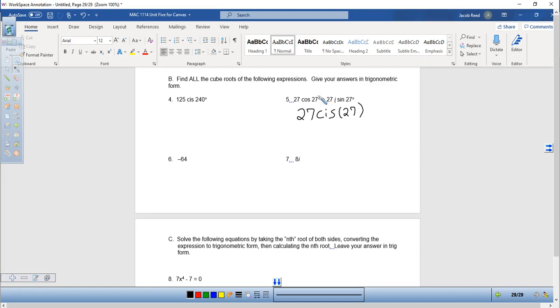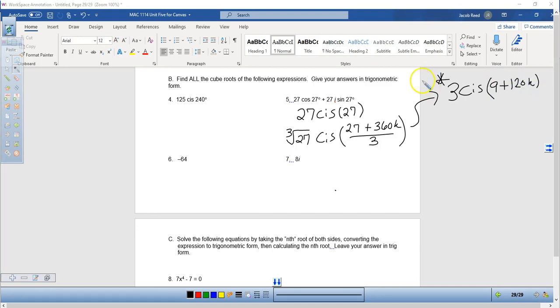Okay, hopefully you paused the video at this point and are back now to check your answer. For this one, it's already in polar form, so I take the cube root of 27, cosine I sine, 27 plus 360k over 3. That goes down to the cube root of 27, which is 3, cosine I sine. 27 divided by 3 is 9. 360 divided by 3 is 120k. And there's our answer.